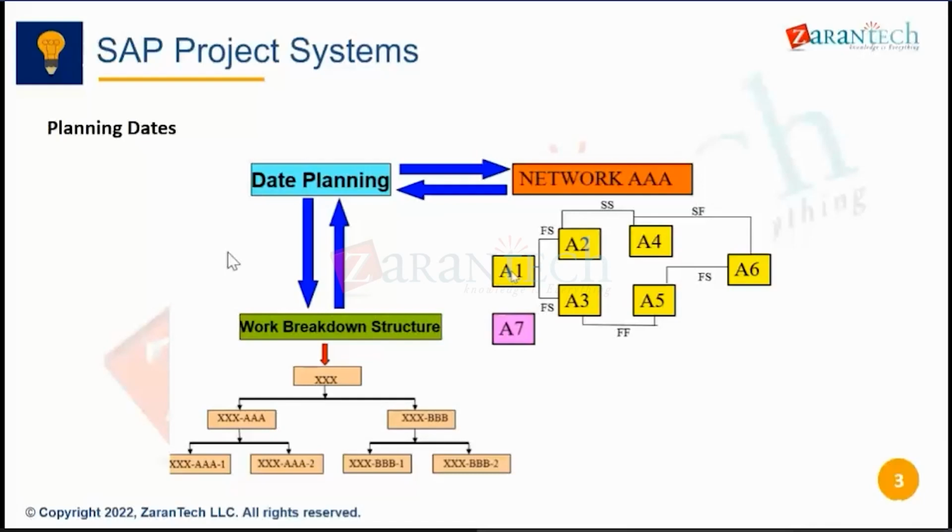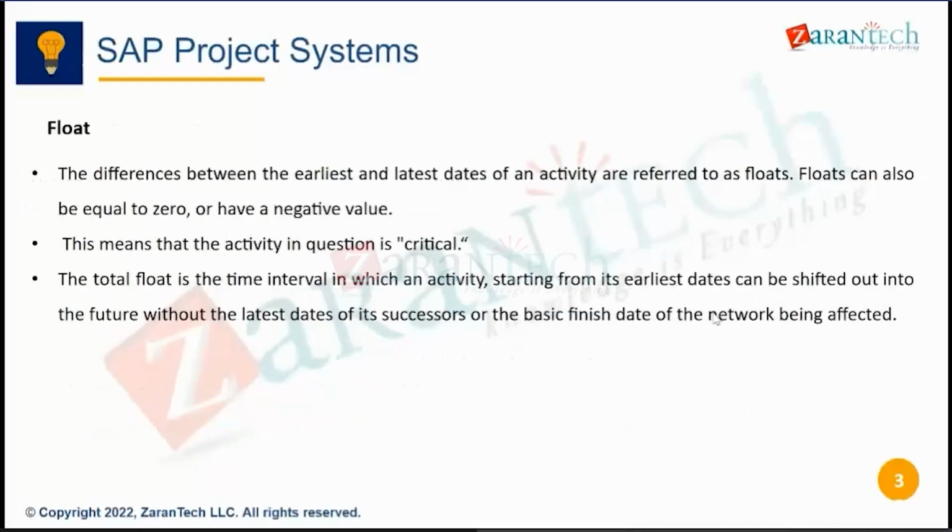Here I was explaining to you. There is a forward run when you do scheduling, from early start, early finish, like that. It goes to the last activity, then calculates the backward run. That happens when you calculate the scheduling, when you run the scheduling program.